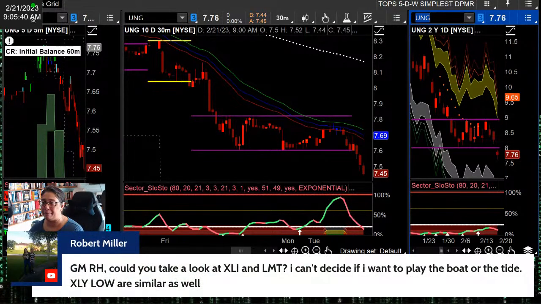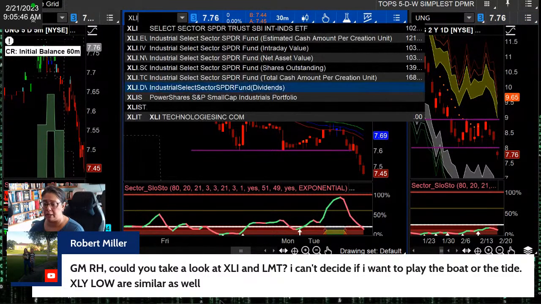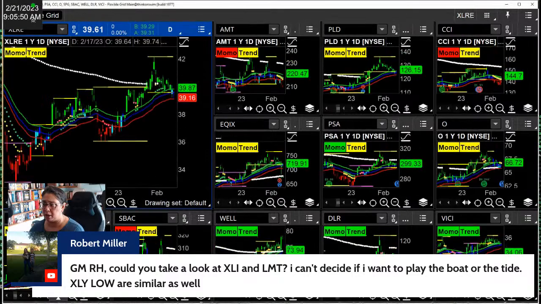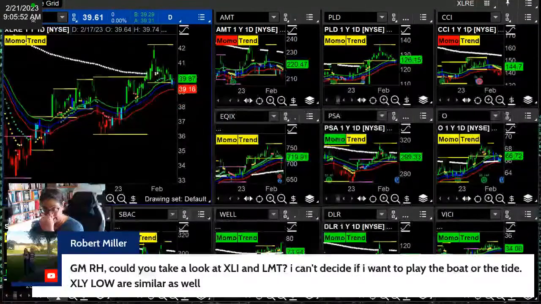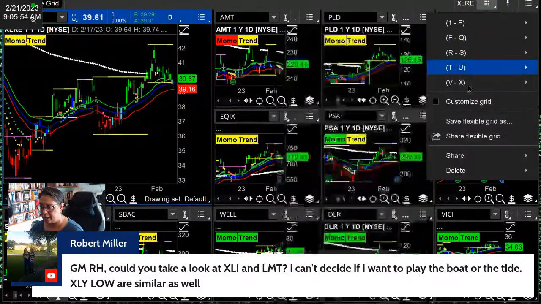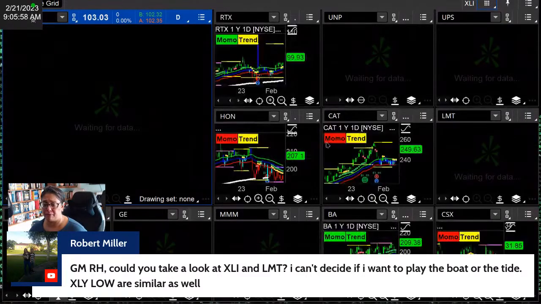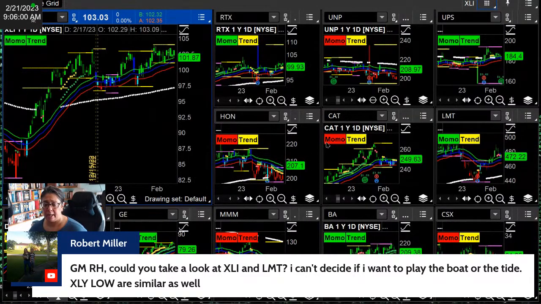All right, next up, Robert, can I take a look at XLI and LMT? All right, let's go do this. Let's jump over to the multi-chart for the XLI. And here we go. All right, multi-chart for the XLI. XLI is in an uptrend. We can see that there.